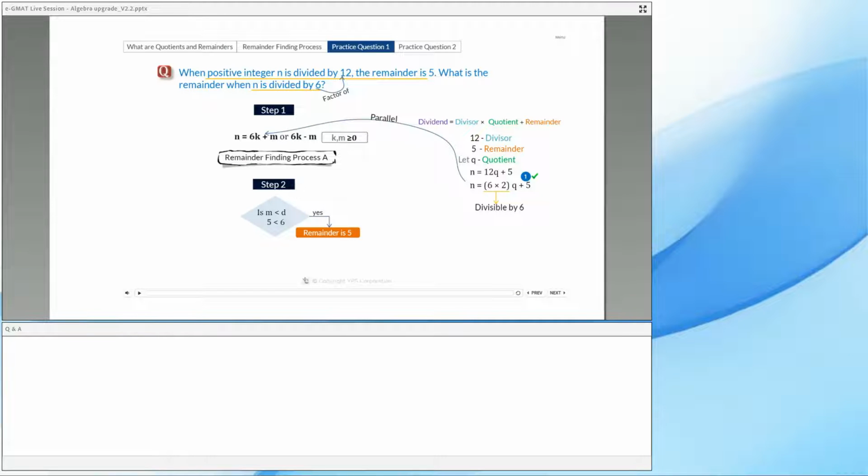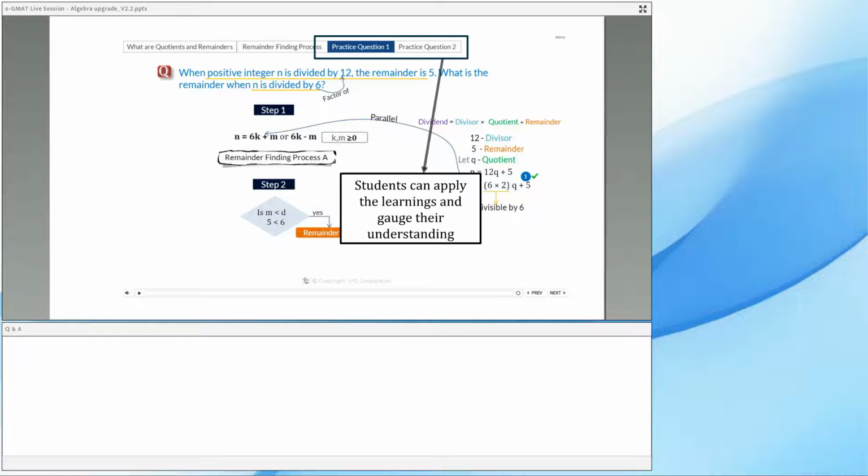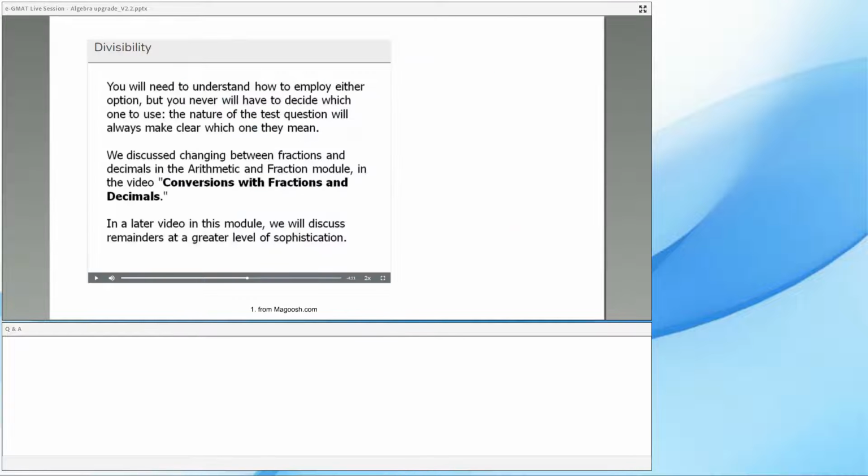Here's another example of how after you learn the concept, the process, we give you practice problems so that you can see how to apply those concepts. Correspondingly, here's a screenshot from a Magoosh course, and what you really see is this seems a lot more like a book.